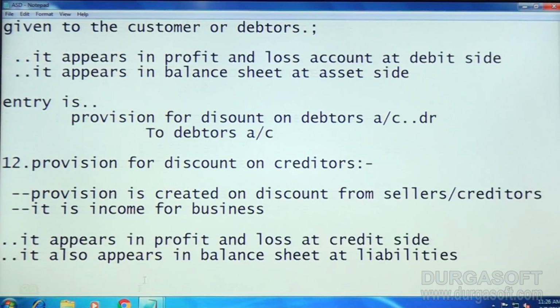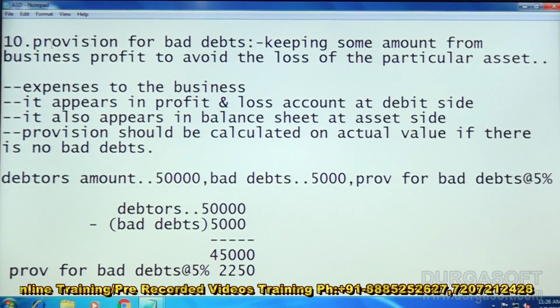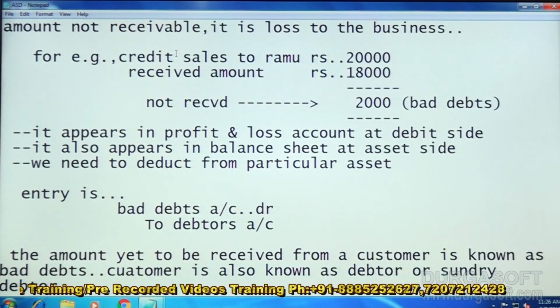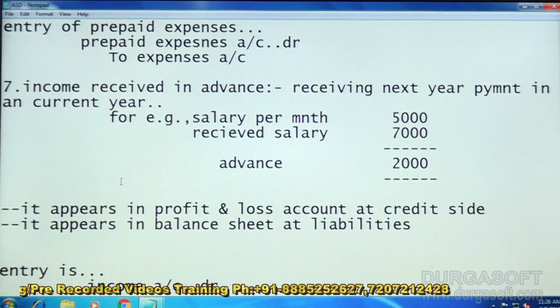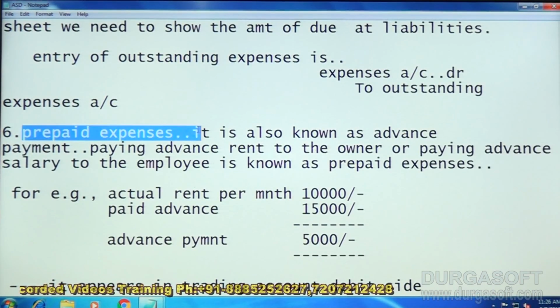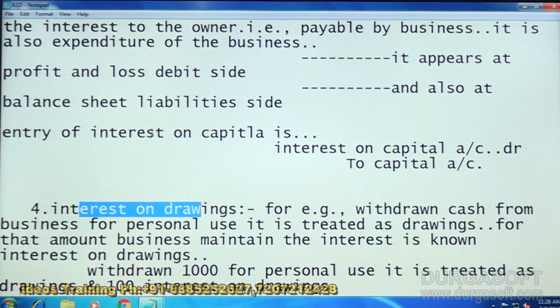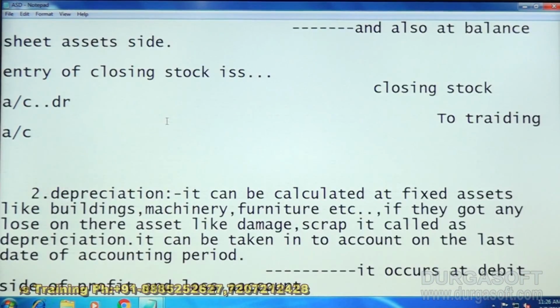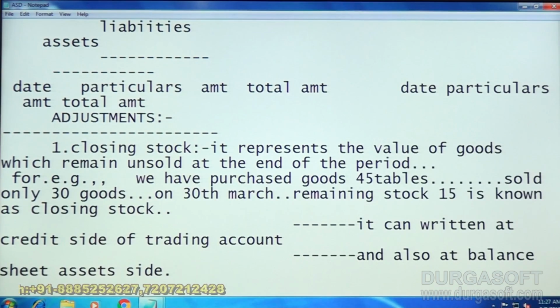Provision for discount on creditors, provision for discount on debtors, next provision for bad debts, next only bad debts, how to calculate if we face bad debts, accrued incomes, income received in advance, prepaid expenses, outstanding expenses, interest on drawings, interest on capital, depreciation, closing stock, all should be aware of. We need to understand very clearly. After that only we are able to do our final accounts.